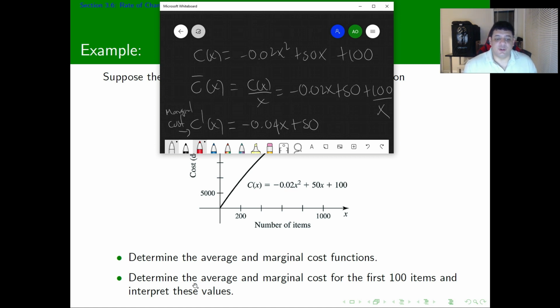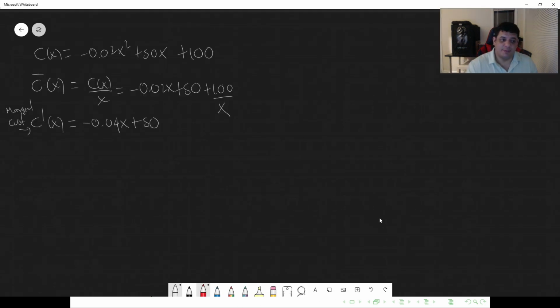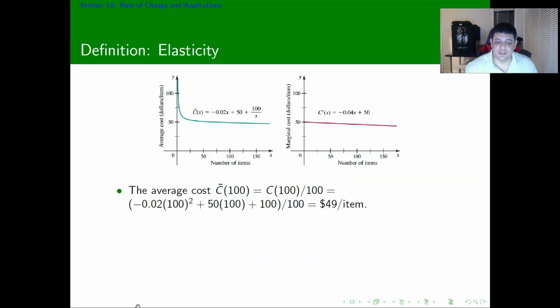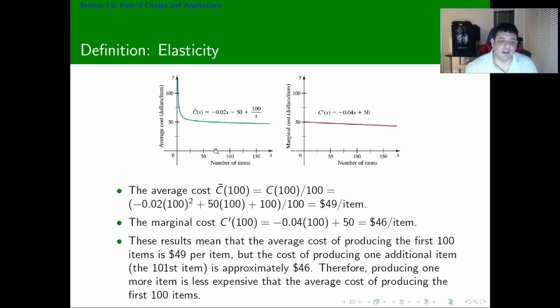Now then we can determine the average and marginal cost for the first 100 items and make that interpretation. So that is only plugging in here what is C of 100 and what is C prime of 100. Okay, so that's the general idea of this. And if we calculate all this, we're going to get that the average cost is going to be $49 per item. And for the marginal cost, using the same formula, we get $46 per item.